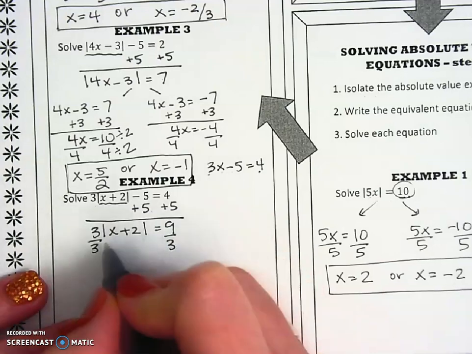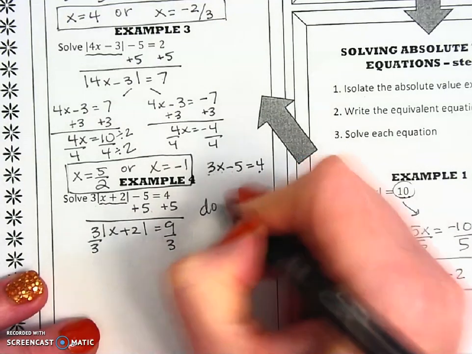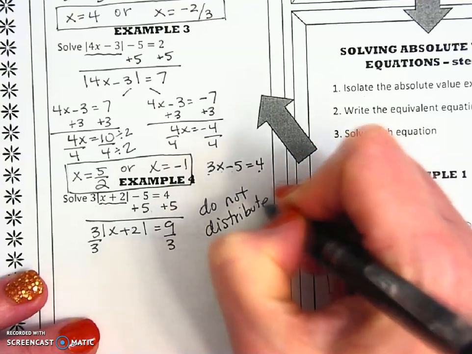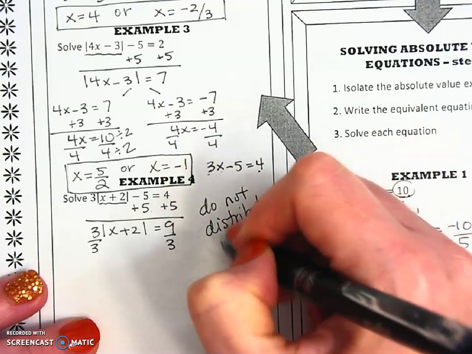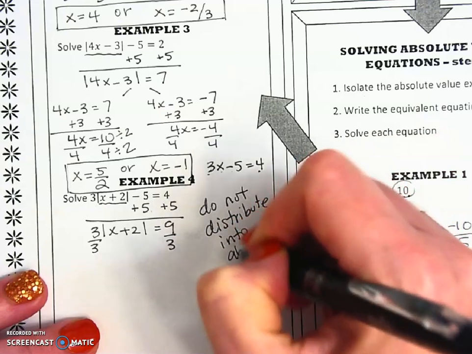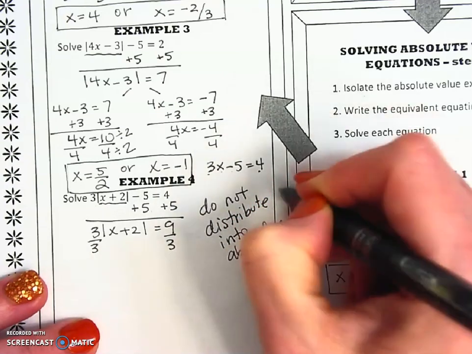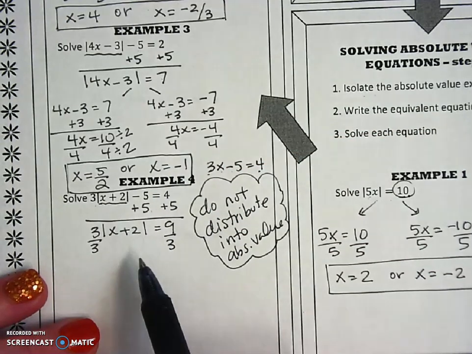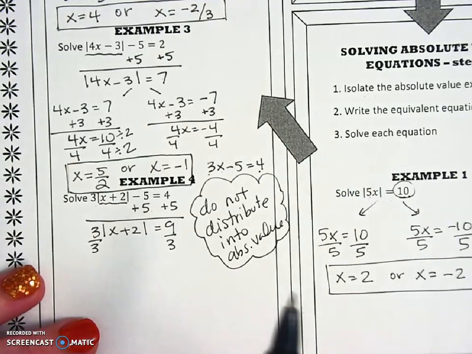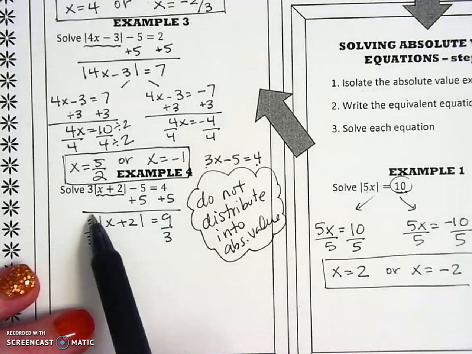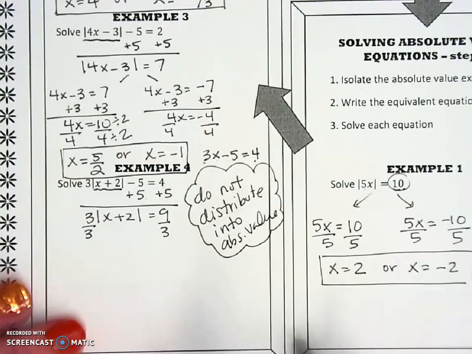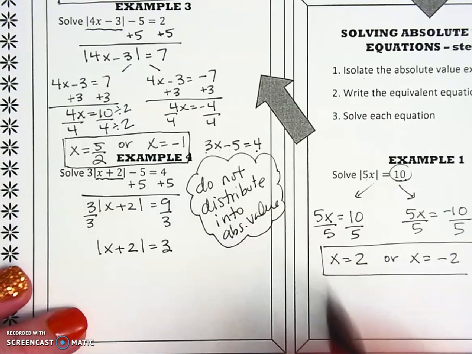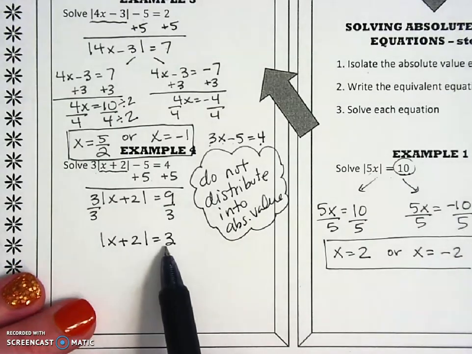Let me tell you what you're not going to do here. Do not distribute into absolute value. Okay, do not do that. It works sometimes, but not all the time, so just avoid it completely. So instead of distributing this 3, we're just going to divide it off. So now I have |x + 2| equals 3. So now I have isolated the absolute value.